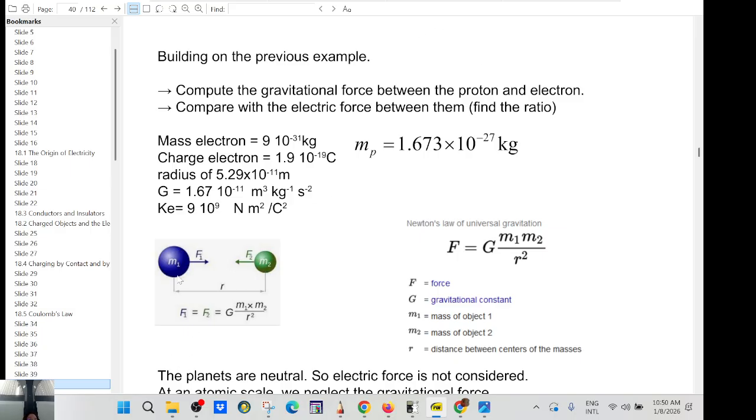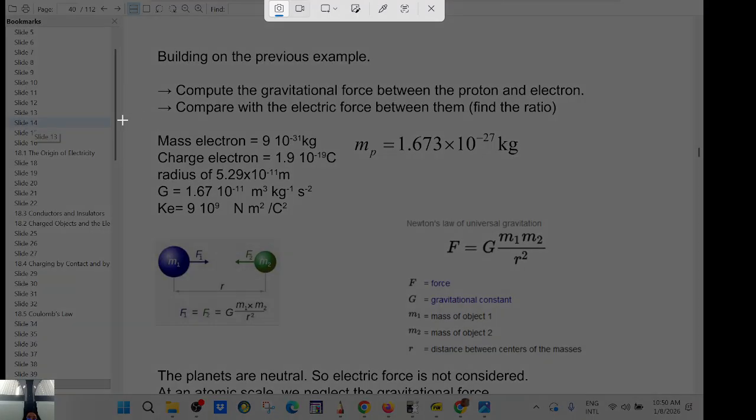So you have M1, M2, electron, proton in the hydrogen atom. You have the same distance, and you want to find that gravitational force. It's just computation. You just plug it in. There is nothing scary here. You're just plugging in.